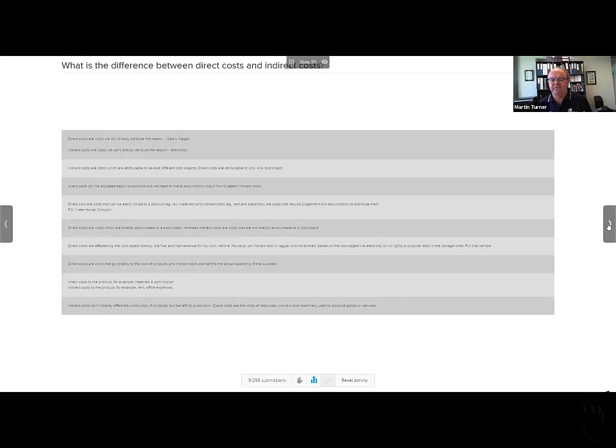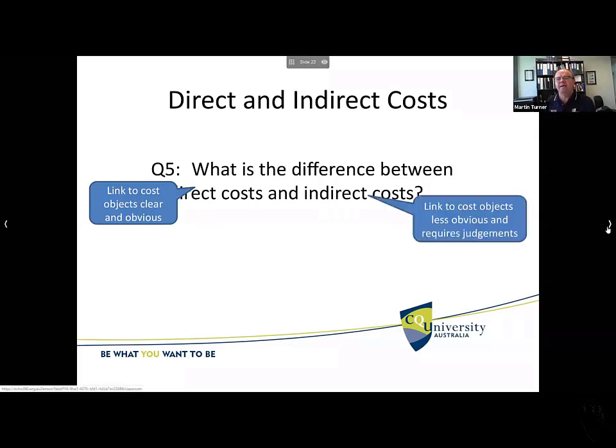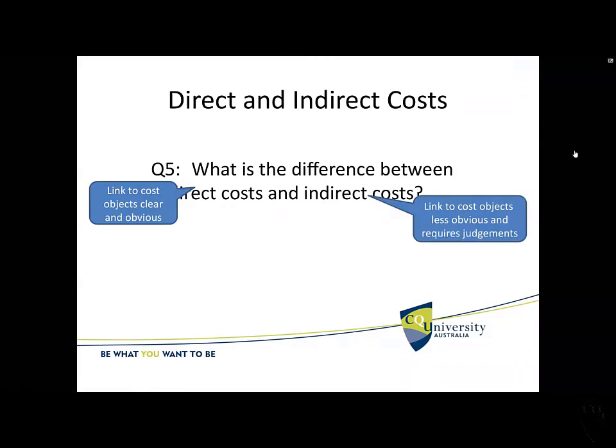Anyway, that's good. Lots of interesting comments there. And what's the difference between direct costs and indirect costs? The link to cost objects is clear and obvious to direct costs. So forget about sort of thinking about examples of it. It's just clear and obvious, whatever the cost is. It could be electricity. If it's linked to the product is clear and obvious, it's a direct cost. And indirect costs, the link to the cost objects is less obvious and requires judgment.